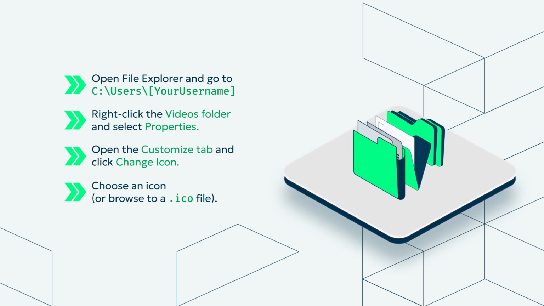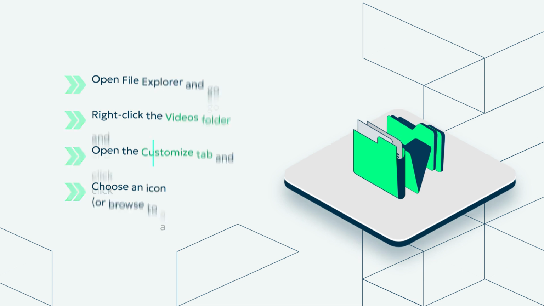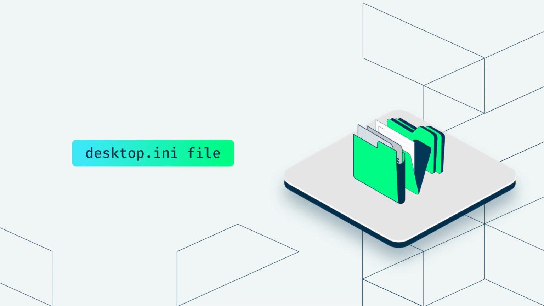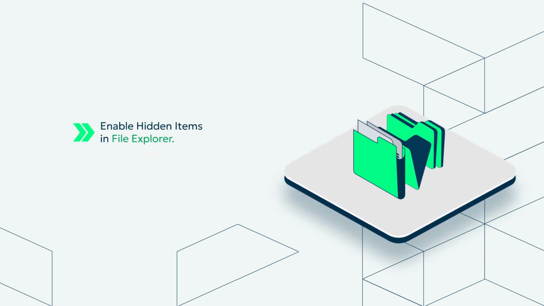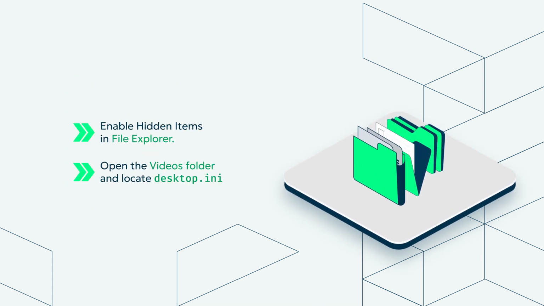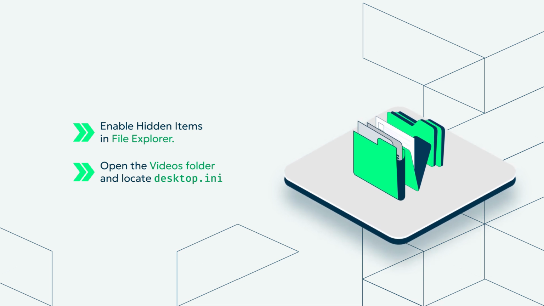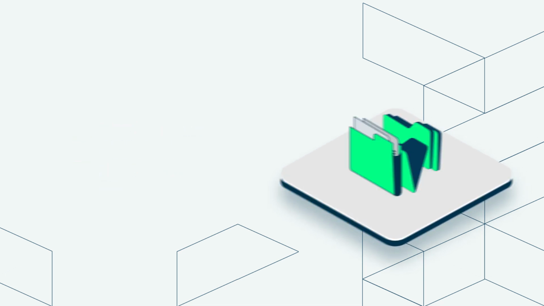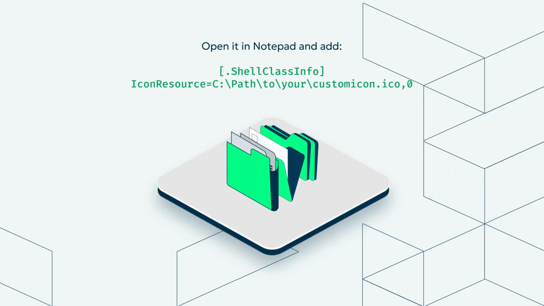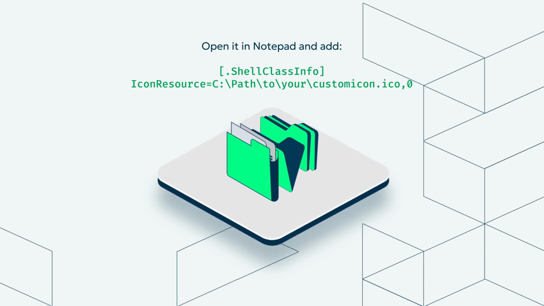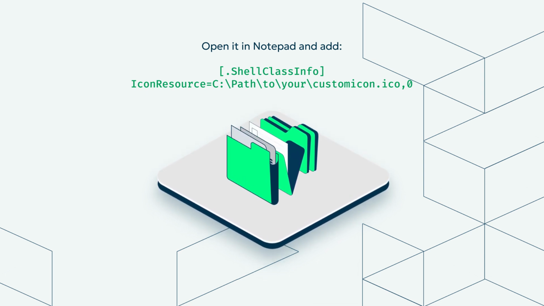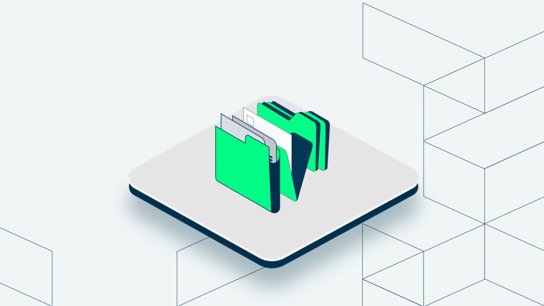For advanced users, there's a second method using the desktop.ini file. First, enable hidden items in File Explorer. Open the Videos folder and locate desktop.ini. Open it in Notepad and add the icon entry. Be sure to replace the path with your actual icon file. Save and restart File Explorer.